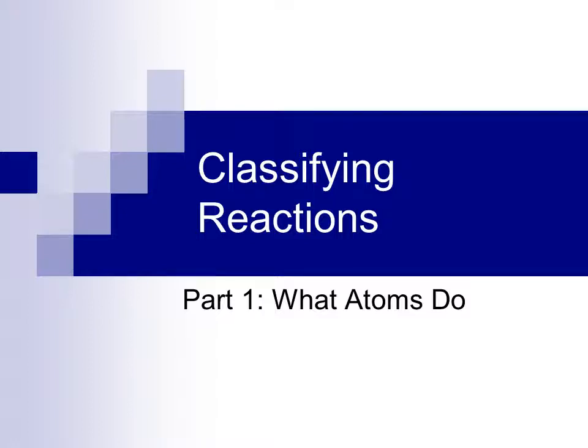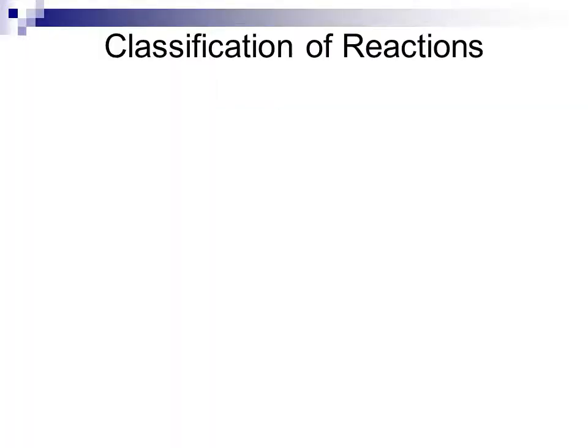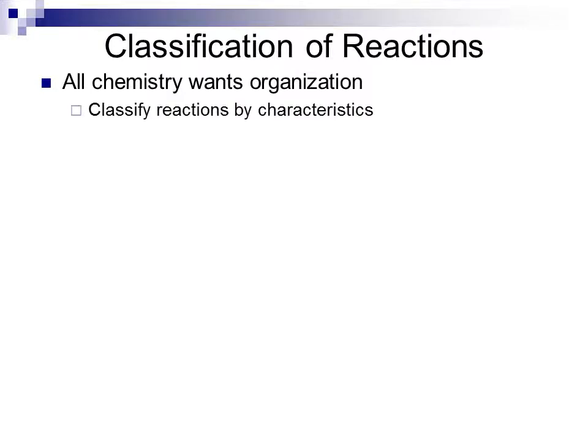Classifying reactions, Part 1. The classification of reactions is a method by which we can look at different reaction types and characterize them according to their natures. All chemistry that we deal with wants an organizational scheme as much as we can accomplish for all things that we study because it makes conducting science much more effective.